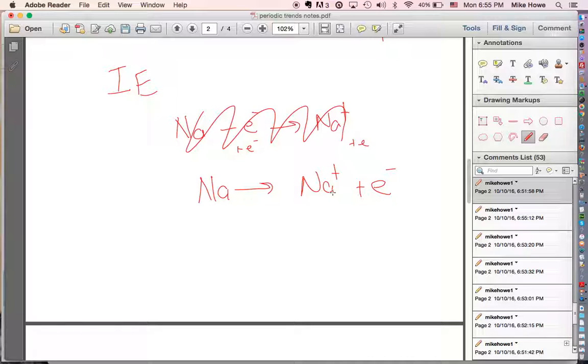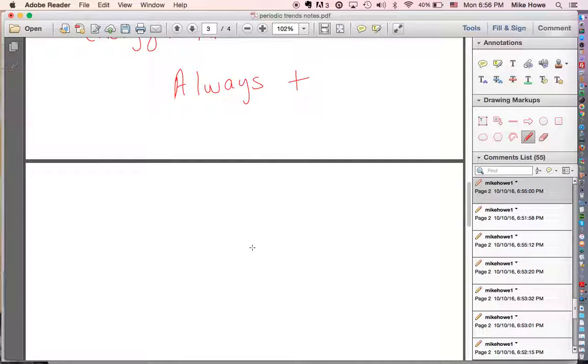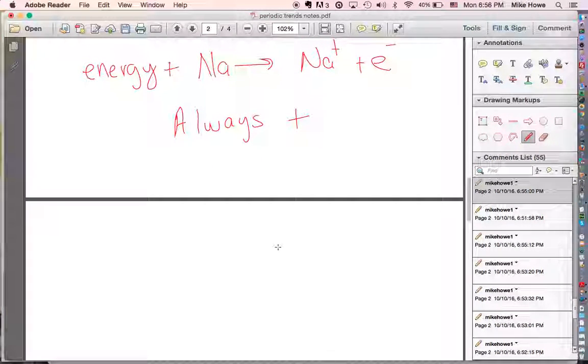Now, where does energy go? Well, energy always has to be put in to remove an electron. So the sign on the energy change will always be positive, because energy is always required, no matter what atom, to remove an electron. So that brings us to the last point that I wanted to make. It has to do with energy change.